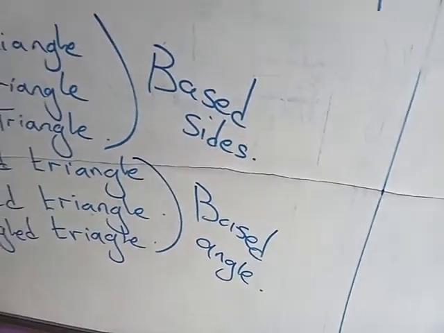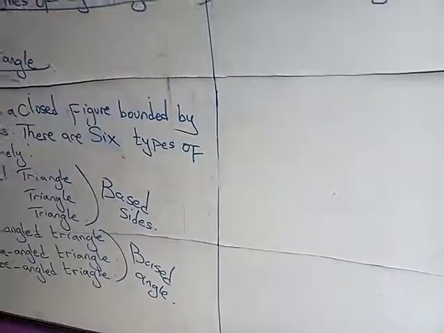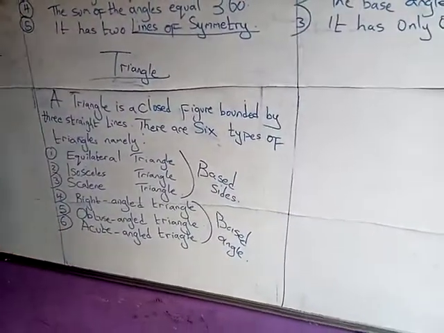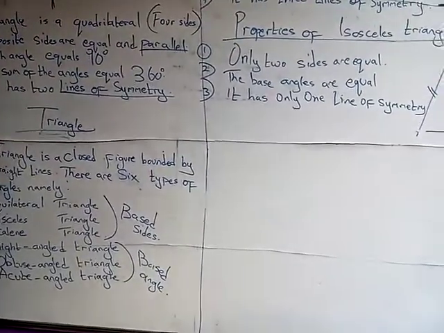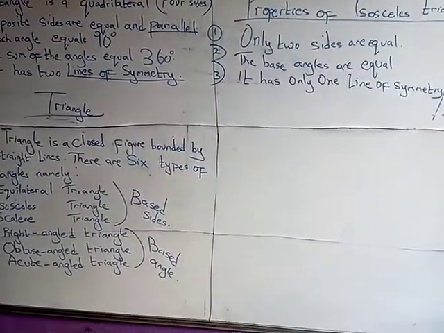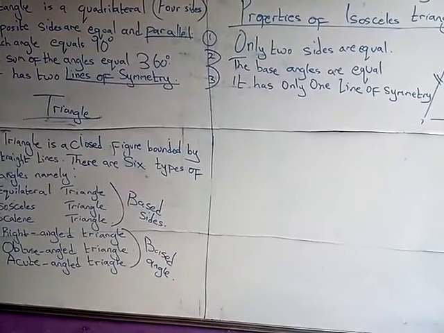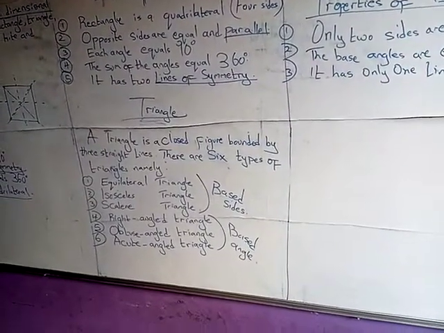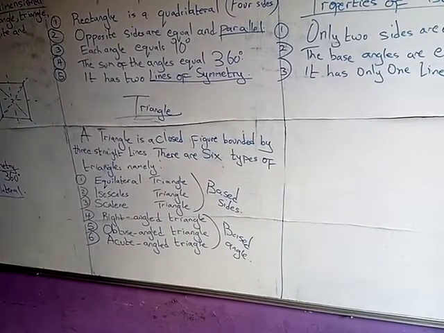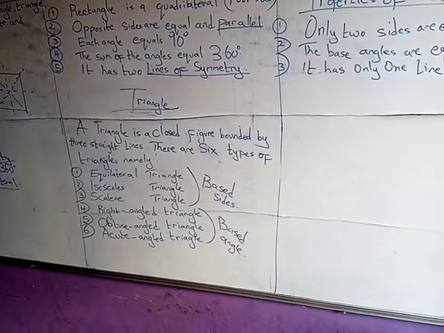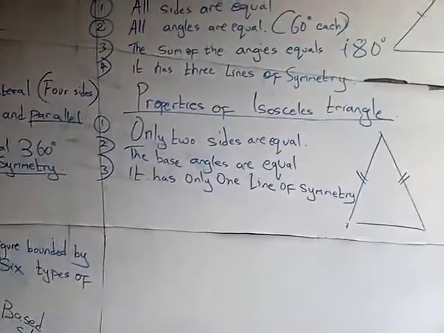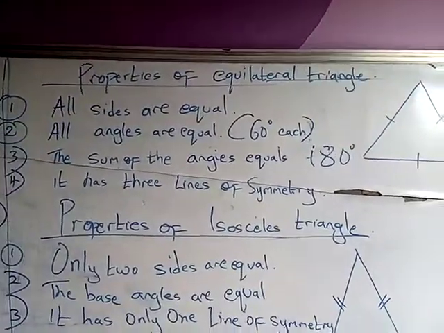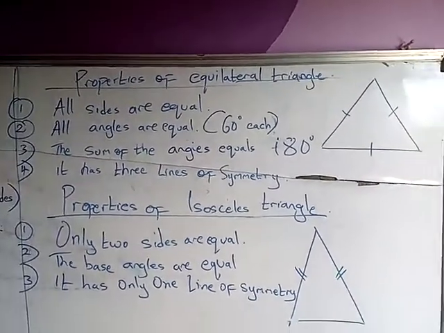This one, right angle triangle, obtuse angle triangle, and acute angle triangle. They are classified based on the type of angles they possess. Are we together? So, firstly, we are going to talk about the properties of each one of these types of triangles. Remember, I told you that this triangle is a very special shape. So, we're going to talk about the properties of each one of them, so I can be able to identify them when you see any one of these triangles.